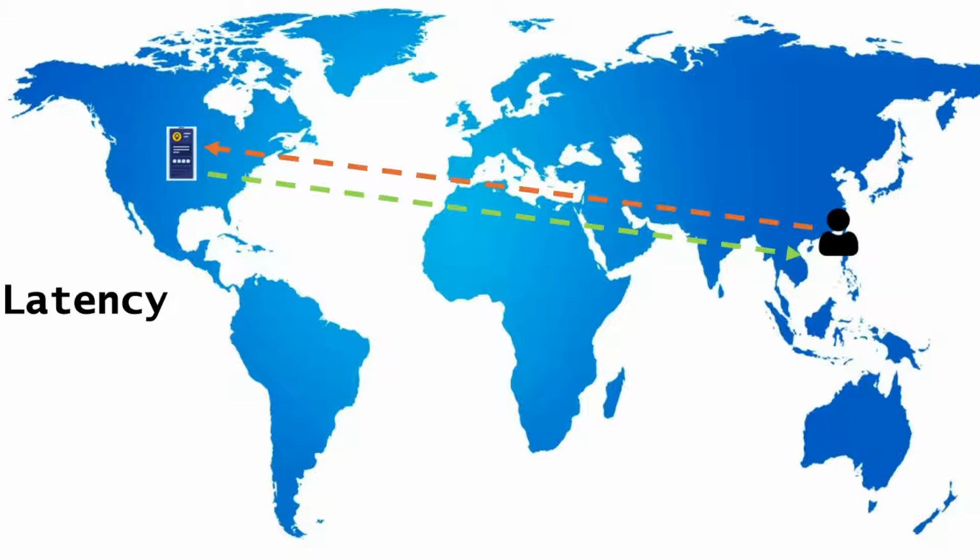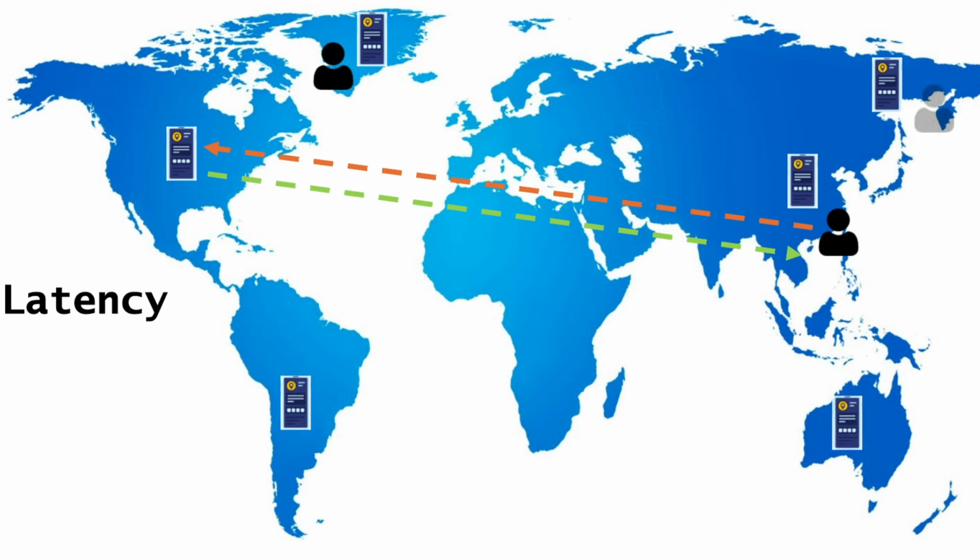So how do big companies like Netflix, Google, or Amazon solve this? They deploy their servers all over the world, in multiple data centers or regions. That way, when a user connects, they're automatically routed to the nearest server. Less distance means faster response times, better performance, and a smoother experience for users everywhere.